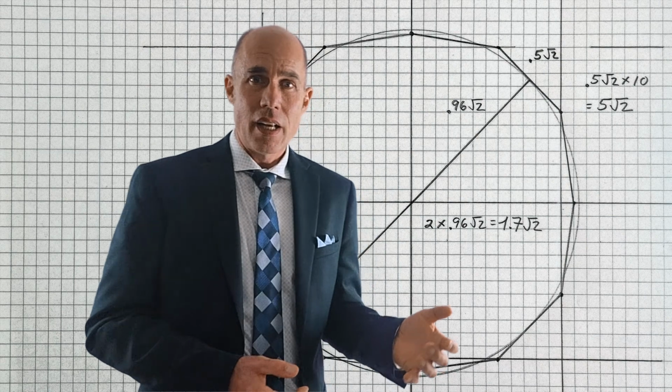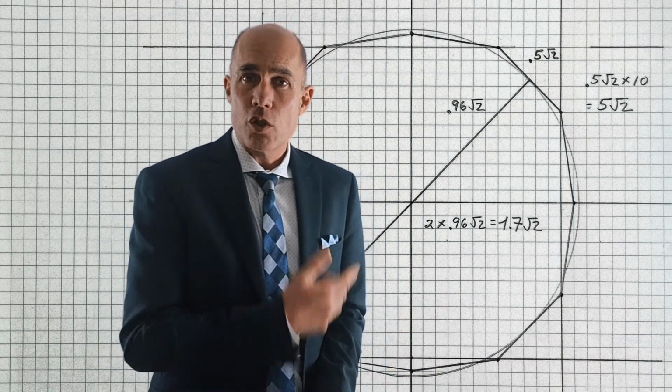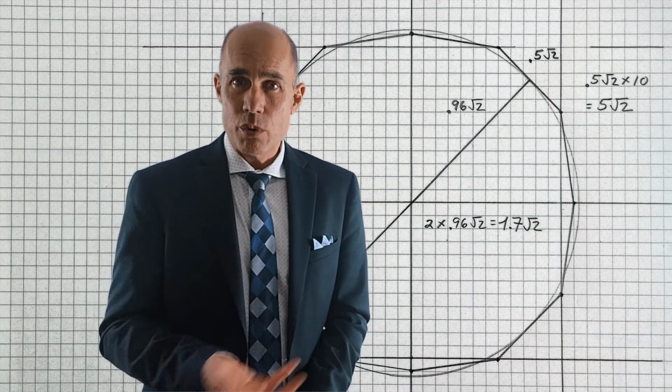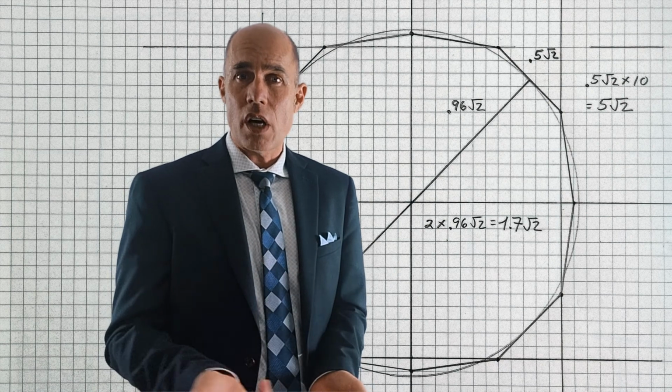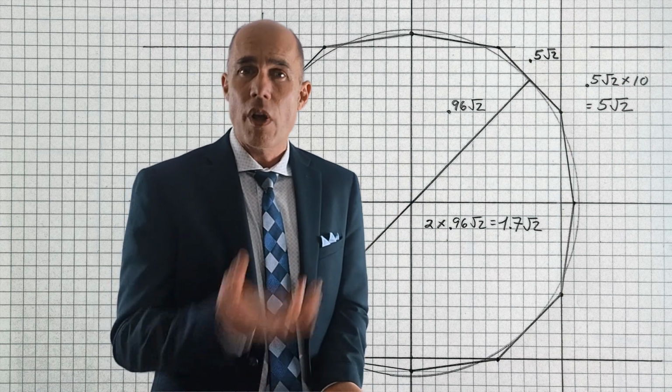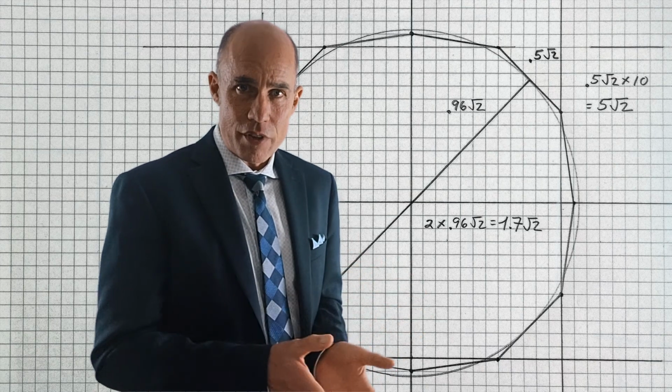We can see that it is made up of units of 0.5 root 2 for its perimeter. So 0.5 root 2 times 10 is 5 root 2. And then the diameter of the dodecagon is 2 times 0.96 root 2, which is 1.7 root 2. So those are the dimensions of the first ring of the dodecagon.